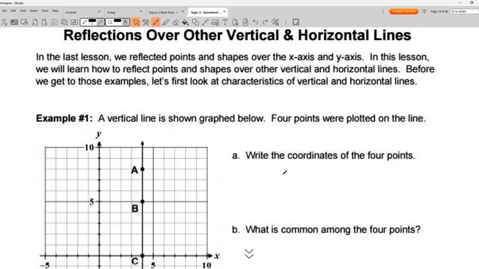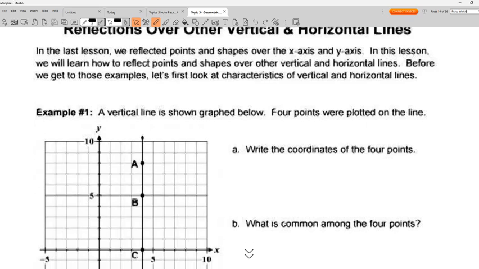In this lesson, we're going to be reflecting over other vertical and horizontal lines. In our last lesson, we reflected points and shapes over just the x and the y axis. But there are many other horizontal and vertical lines on the coordinate plane, and in this lesson, we're going to see how we can reflect over those different lines. Before we do that, though, we're going to look at characteristics of vertical and horizontal lines.